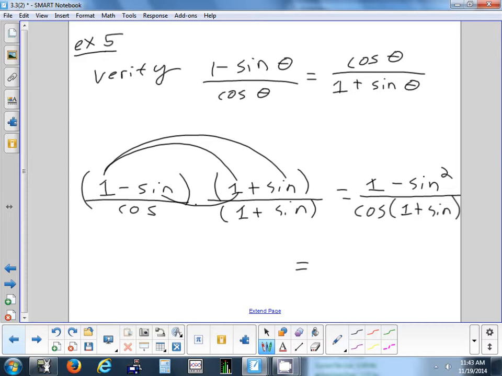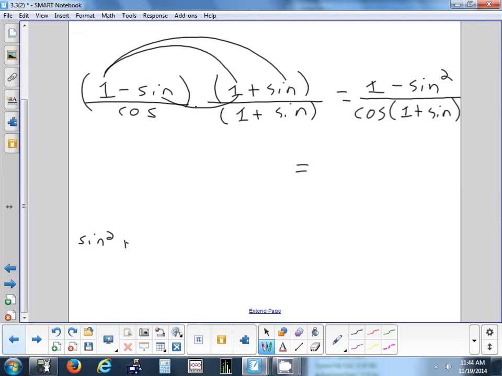Okay, and let's take a look at the top. 1 minus sine squared. Does anybody recognize that? Yeah, it's the first Pythagorean identity. What is 1 minus sine squared? It's cosine squared. If you need to, just write it down and look at it. That's the identity the way I wrote it. Take sine squared, put it on the other side: cosine squared equals 1 minus sine squared. So 1 minus sine squared is cosine squared.